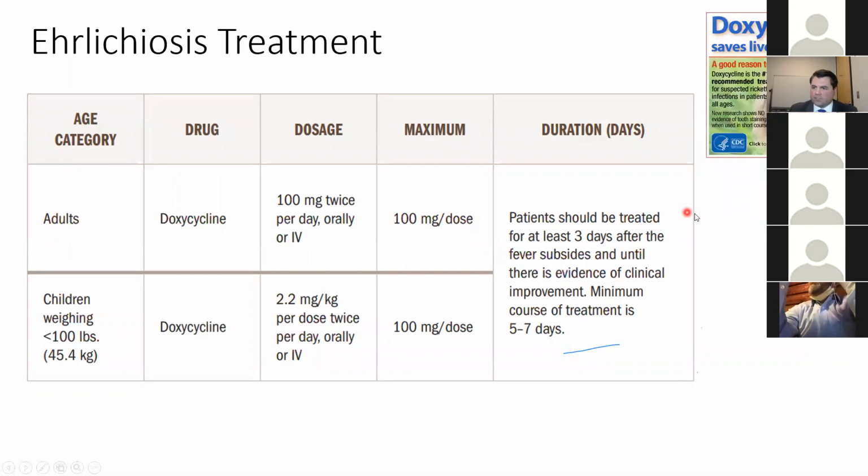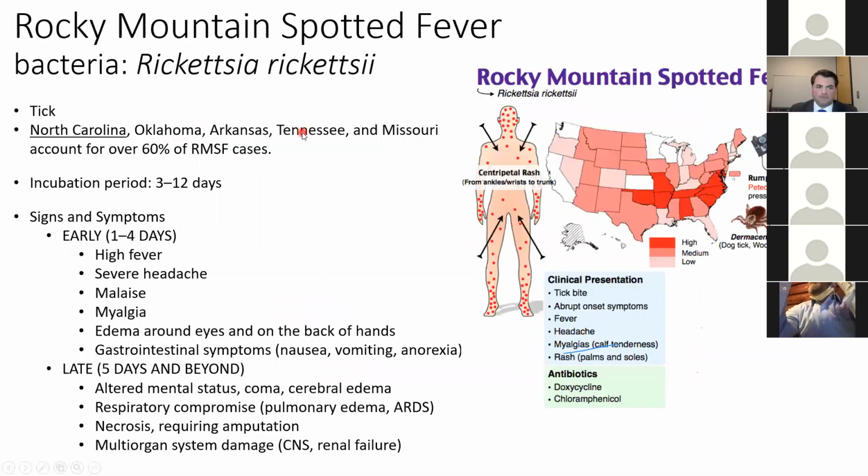And again, here, doxycycline saves lives. And Rocky Mountain spotted fever. So now you have North Carolina, Oklahoma, Arkansas, Tennessee, makes for about 60% of the cases. And so the clinical presentation, they have a tick bite, abrupt onset, fever, headache, myalgias, rash. So this is essentially the same type of symptoms except worse.